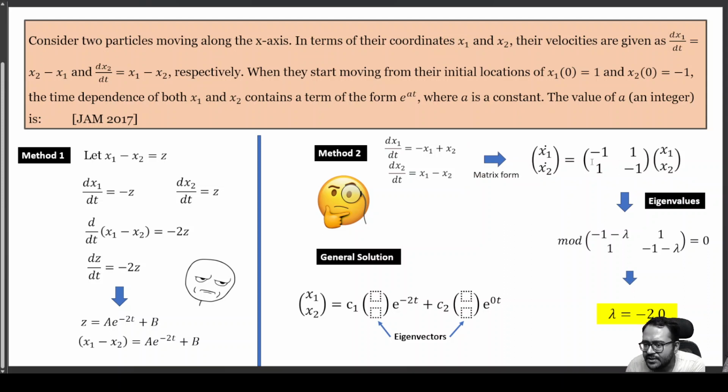So now what we need is to find the eigenvalues of that matrix. We got the eigenvalues. The eigenvalues are minus 2 and 0. And the general solution will be x1, x2 is c1 e to the power minus 2t, one eigenvalue. Another eigenvalue is 0. So that will be a general solution. And here, there will be the eigenvectors of this.